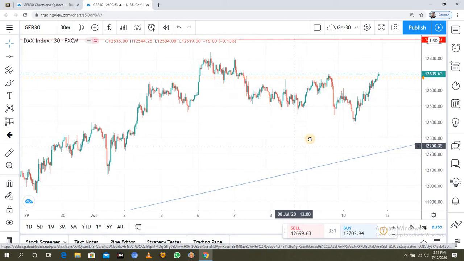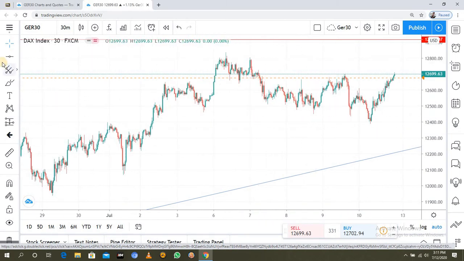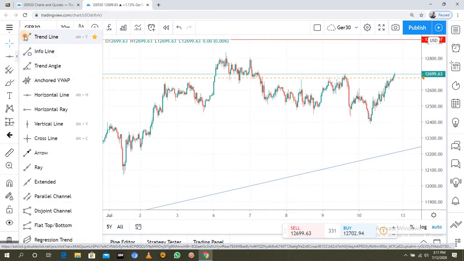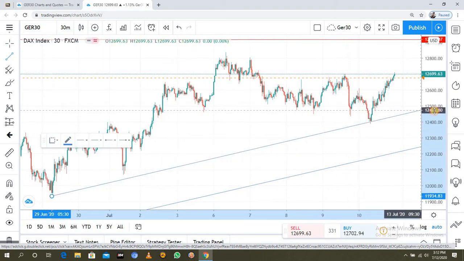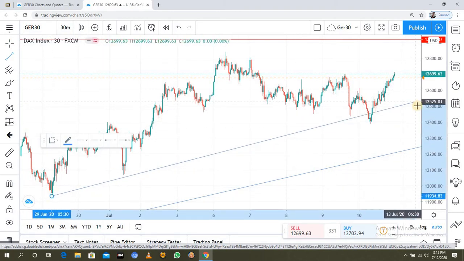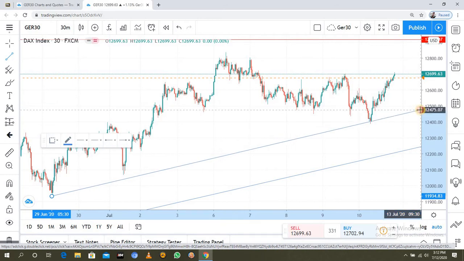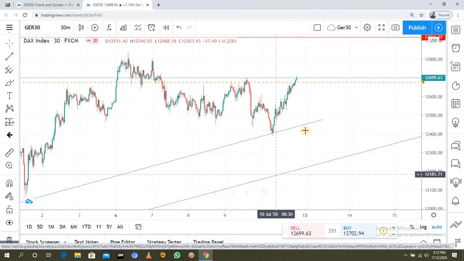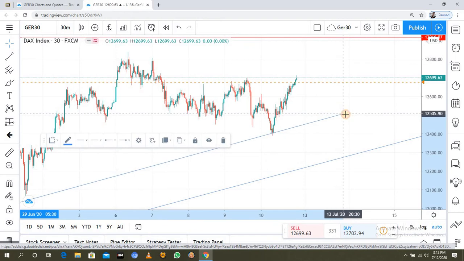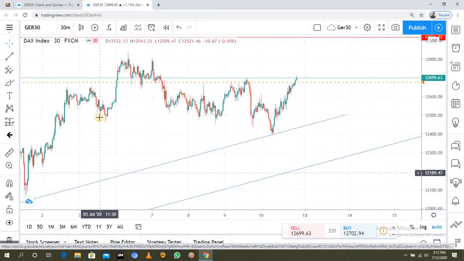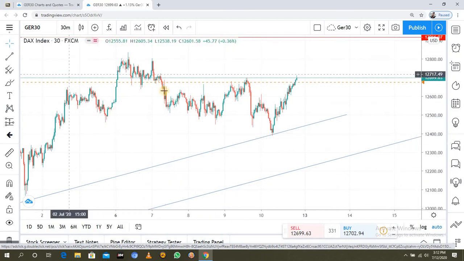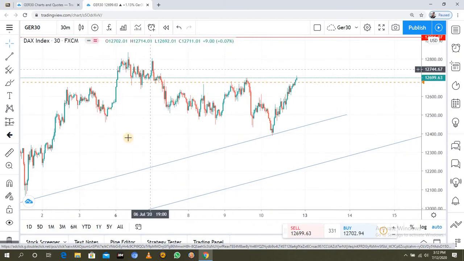On the 30 minutes, there's a certain trend. There's a trend line here, if you can see. It started here, then pushed up to here. Let me just drag this to the side, to there. Where it started, that's not a big thing, but we are trying to look at what's going on here.